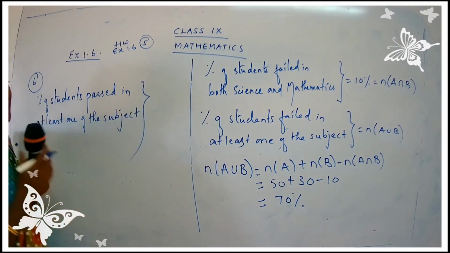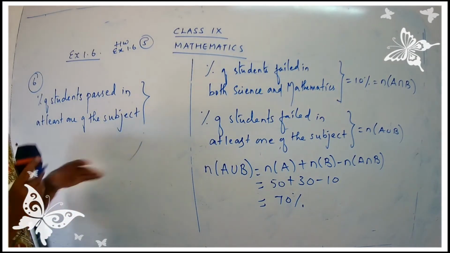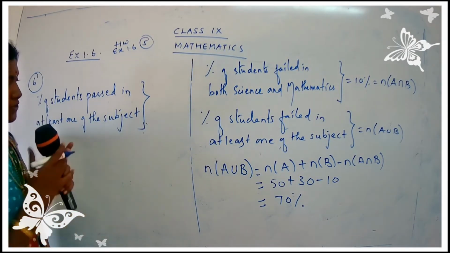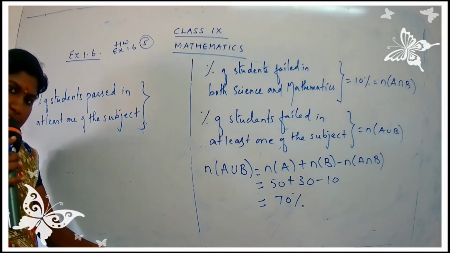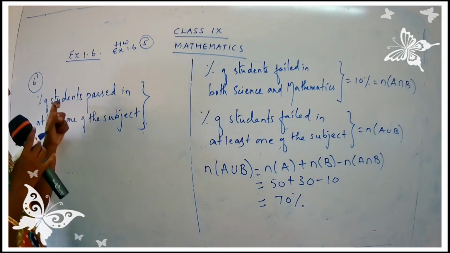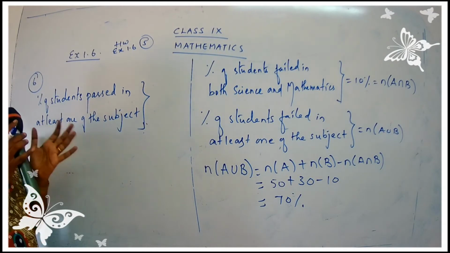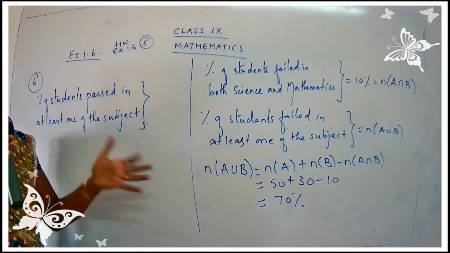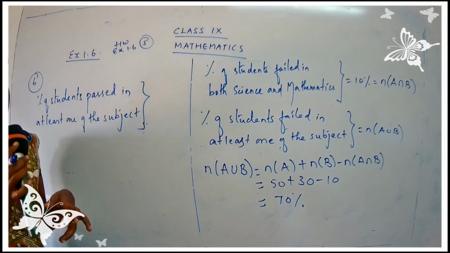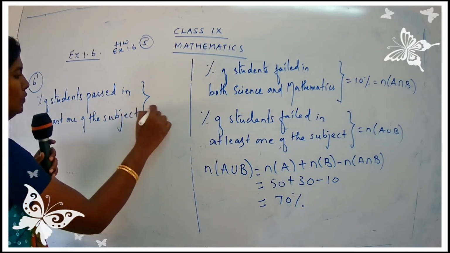So what will be the answer, children? Here it was 70%. We have found that the percentage of students failed in at least one of the subjects is 70%. So what will be the answer here? Failed and passed. Yes, so out of 100, 70% is going to fail. So how many percent will be passed? Yes, it's equal to 30%.